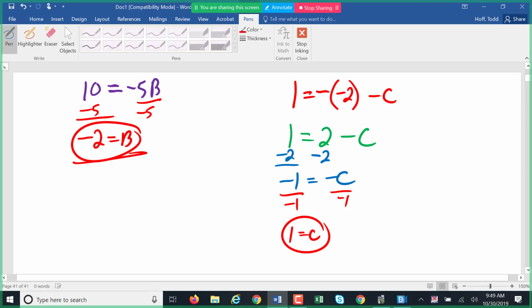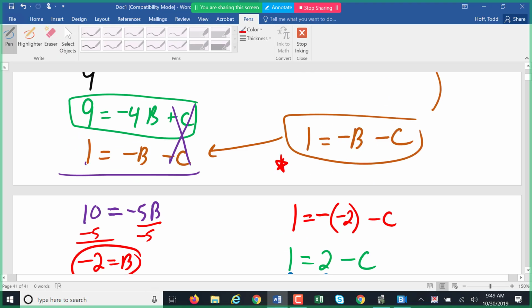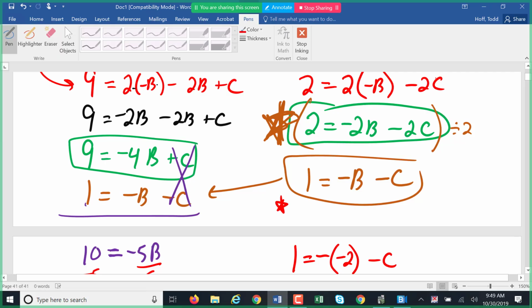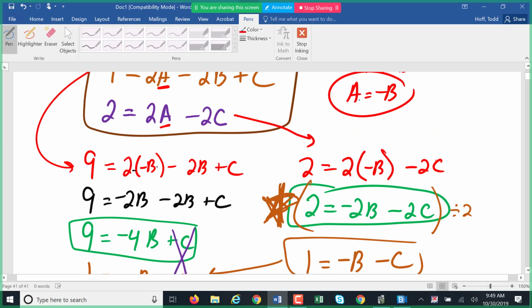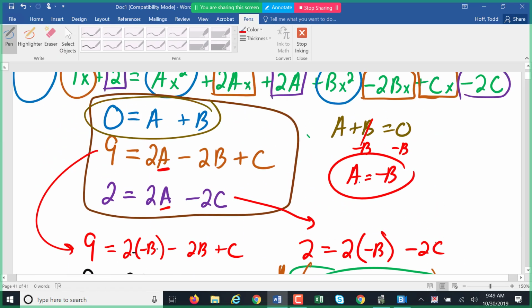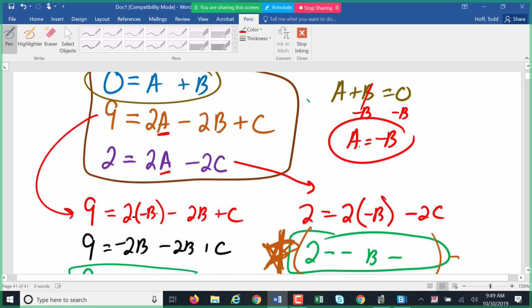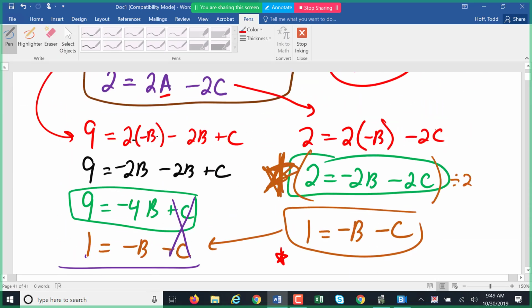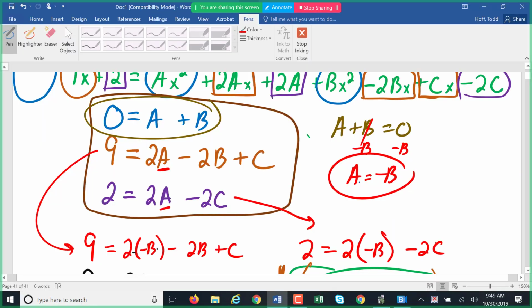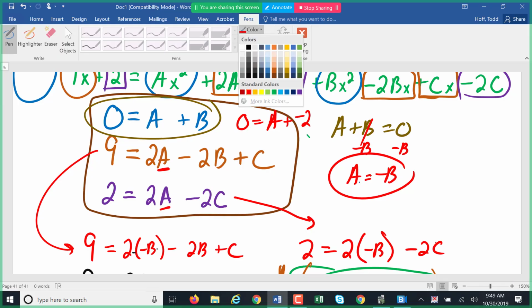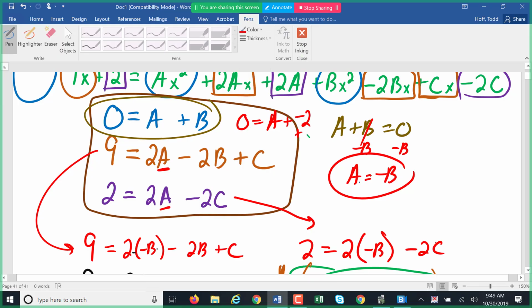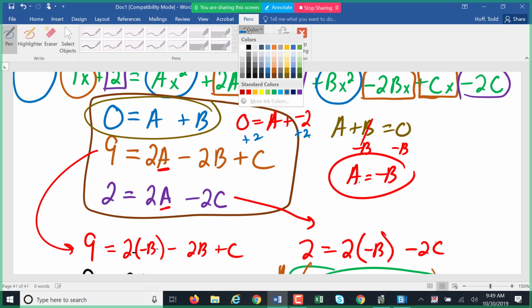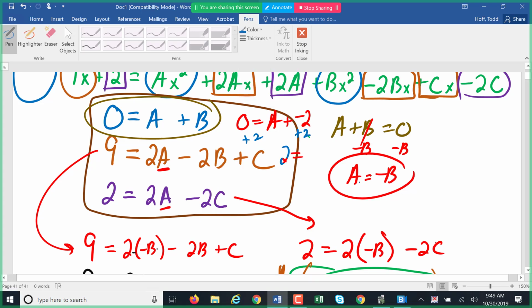So b is negative 2, c is 1, we need to find a. If I go back up to this first equation I had, a plus b equals 0, or 0 equals a plus b. b is negative 2, so 0 equals a plus a negative 2. I add 2 to both sides to get that 2 must equal a.